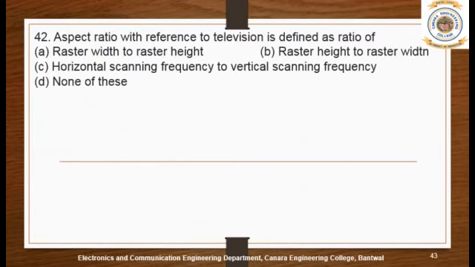Then aspect ratio with reference to television. So normally when I go with aspect ratio, it is in reference to width and height. So raster width to raster height will give us the aspect ratio. Normally it is 4:3, 16:9, etc. So that is the aspect ratio giving the width of the screen to the height of the screen.